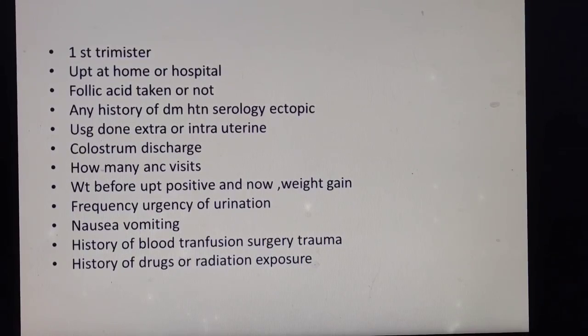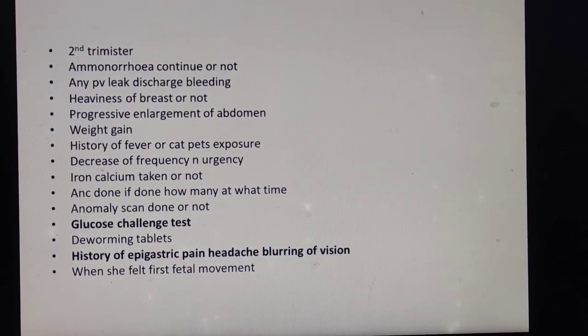Now, coming to the second trimester, very important. Whenever you come to the second trimester, again you have to ask, did the amenorrhea continue or not? Because you can have a spontaneous abortion, or there can be leaking, or a miscarriage, anything can happen. So you always have to ask whether the amenorrhea continued or not. Once this is done, you have to ask, was there any PV leak? Was there any discharge coming out, or any bleeding coming out?